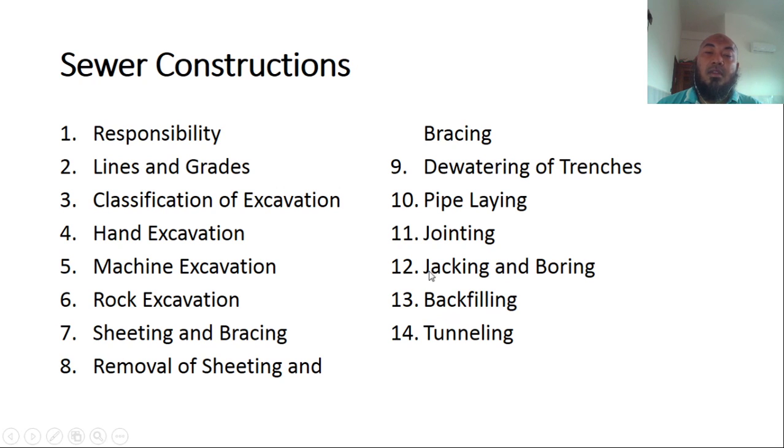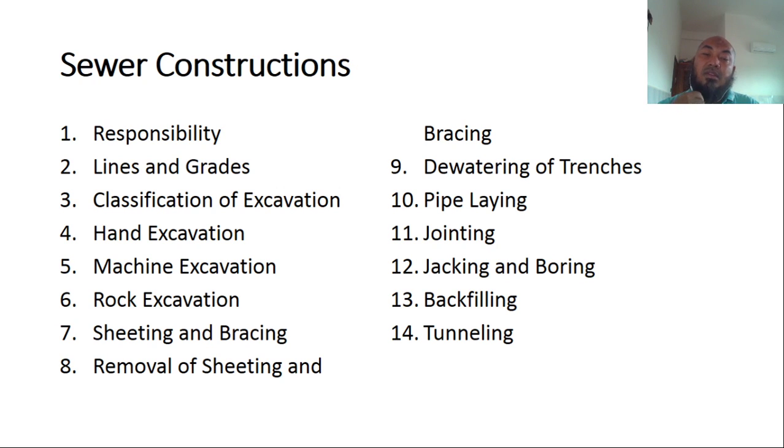After we do the trench, now it's backfilling. We have to refill the soil inside the trench, or cover the sewer with material. This is the discussion in this part, backfilling.